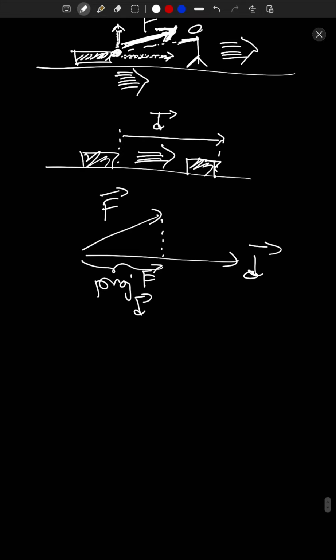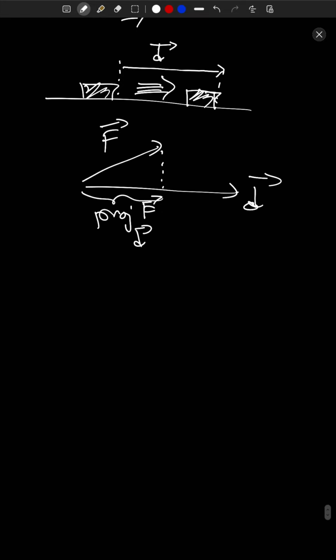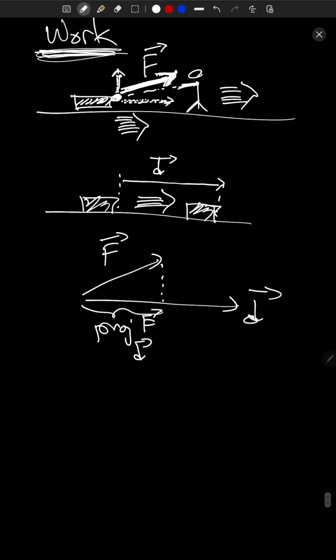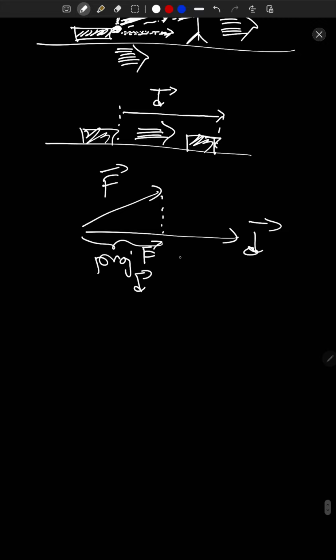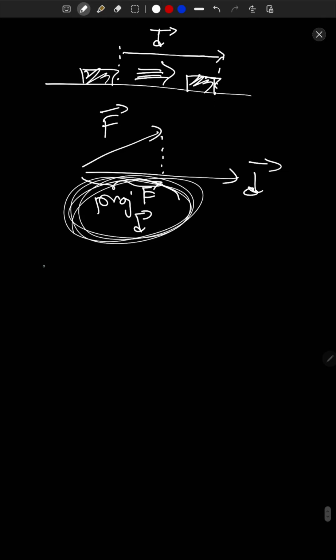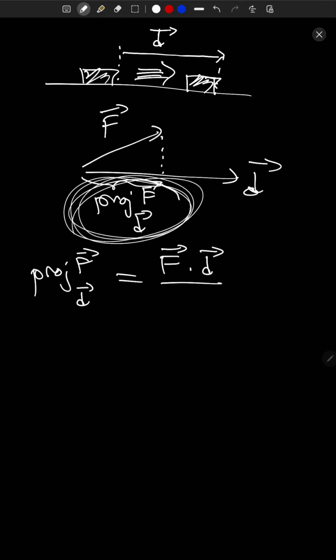All right, so let me actually calculate how much of the force that is being acted upon this object is actually doing work towards moving it from the left to the right. So it's the projection of F onto D. We just calculated that. I'm just going to use the formula we just came up with, F dot D, divided by length of D squared, and then times D.